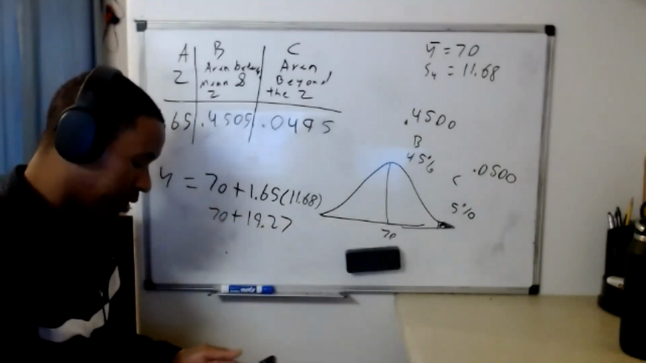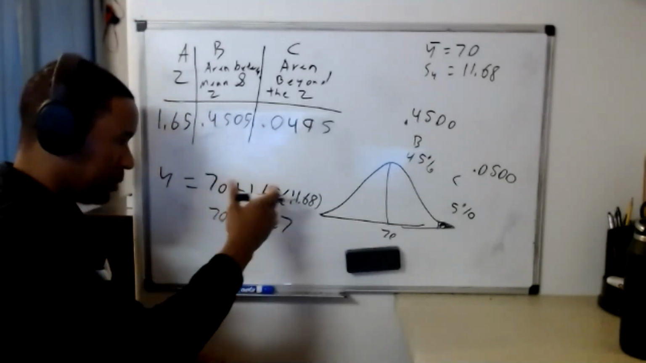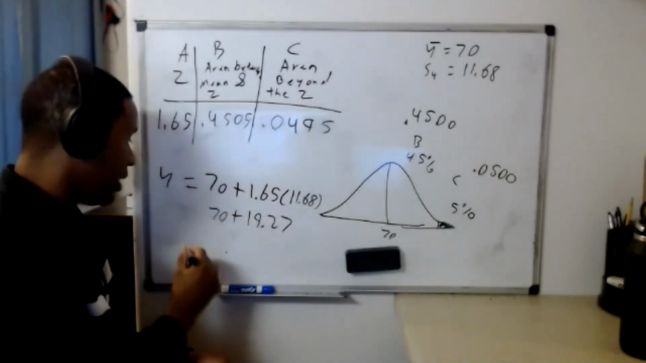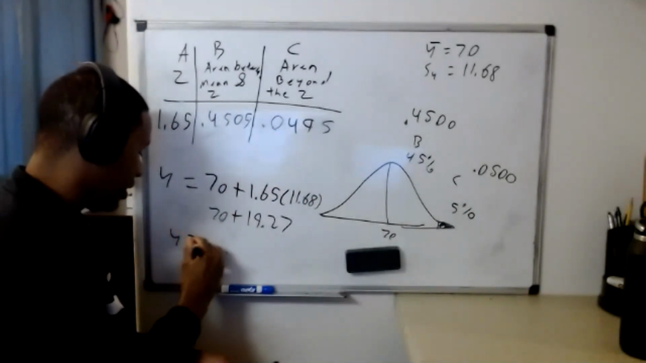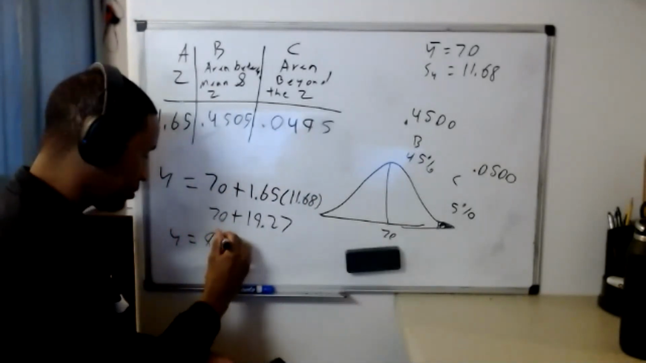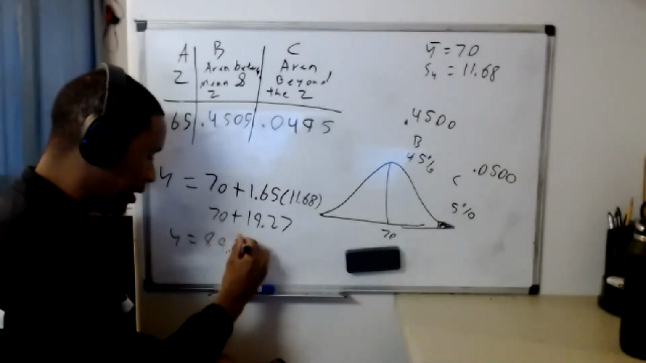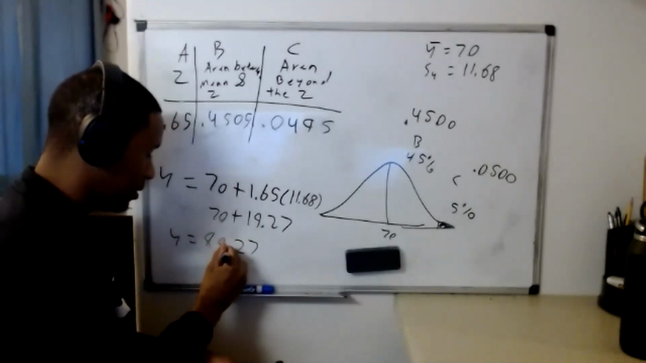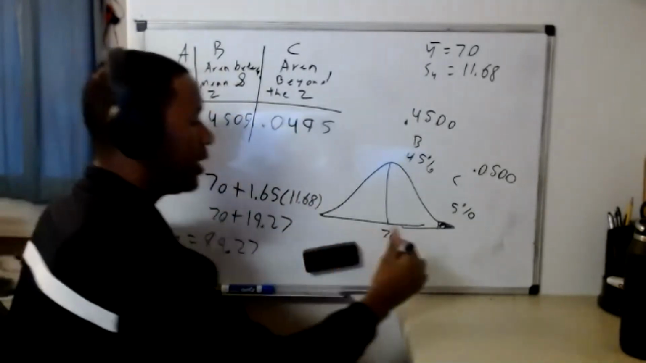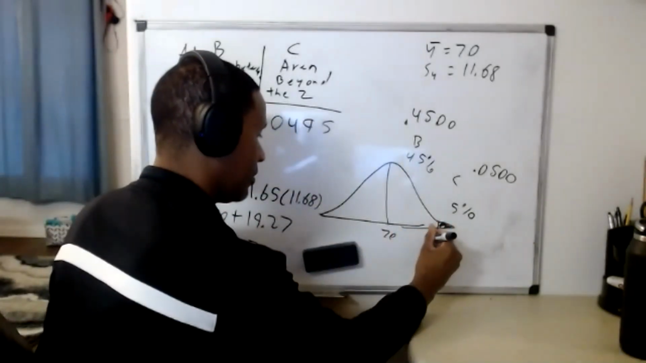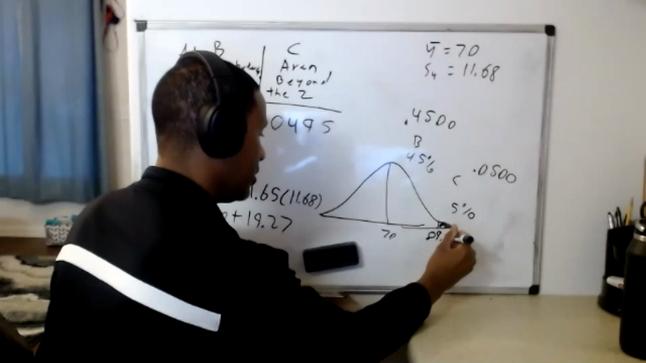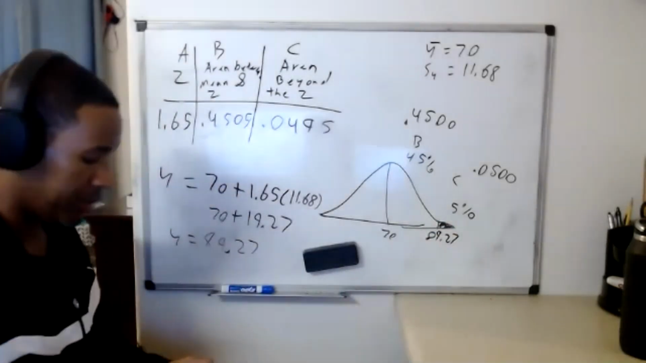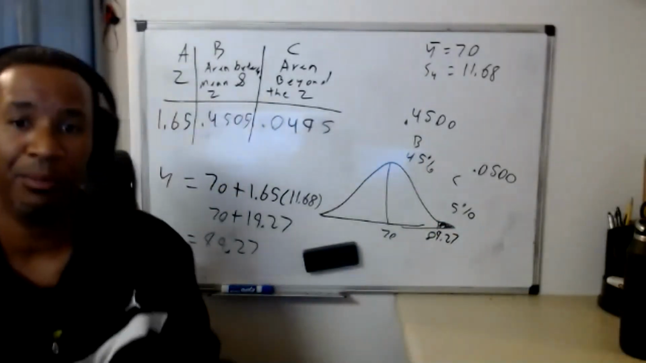We take 19.27, we add it to 70, so we do multiplication first, then we do addition, and our raw score that we need to be in the top 5% of the distribution is 89.27. As long as I get 89.27 or above, I'm going to be in the top 5% of the distribution.